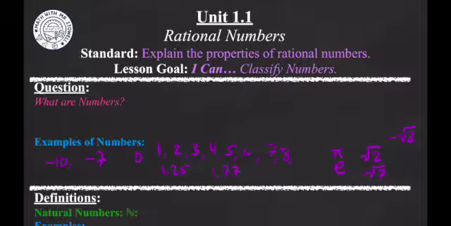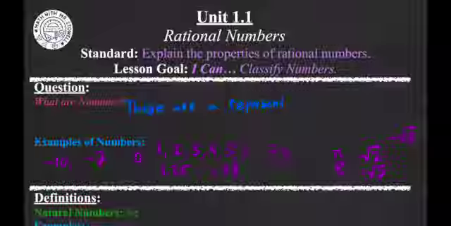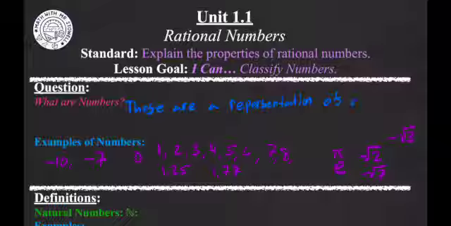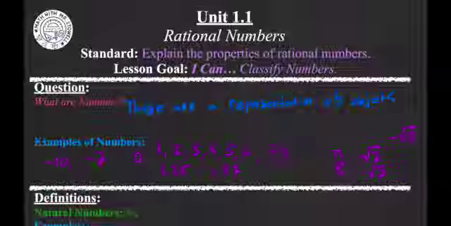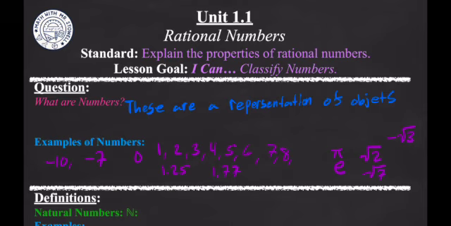So generally, numbers are a representation of objects. So numbers are just representing something, representing a quantity of something else. Numbers by themselves, you could say they are meaningless because if they are not tied to anything, then they don't necessarily mean anything.